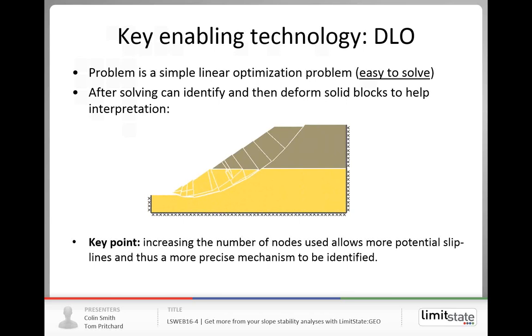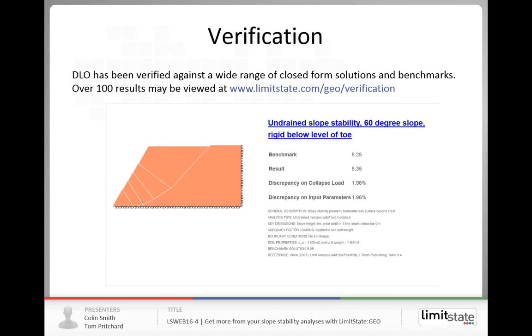Now, clearly, if you've not come across this method before, you might be wondering, does it actually work? Is it accurate? Well, we've calibrated it against many solutions in the literature, and we almost always get very close matches to the loads. A lot of these results are available on the website. You can download them. You can see the benchmark result from the literature, the result from the software, and the discrepancy. So this example is a slope, and it's 2% out from the benchmark result, and you can actually download the file and test it out yourself.